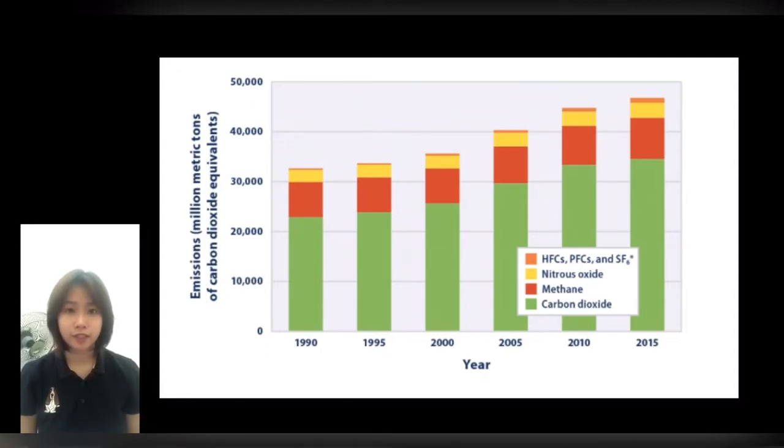In 2015, estimated worldwide emission from human activities totaled nearly 47 billion metric tons of greenhouse gases, expressed as carbon dioxide equivalents. This represents a 43% increase from 1990. These numbers represent net emission, which includes the effects of land use and forestry. Between 1990 and 2015, the global emission of all major greenhouse gases has increased. Let's refer to the graph.